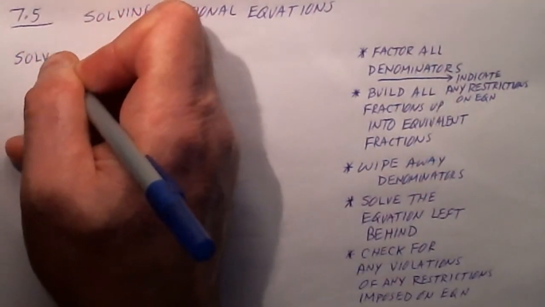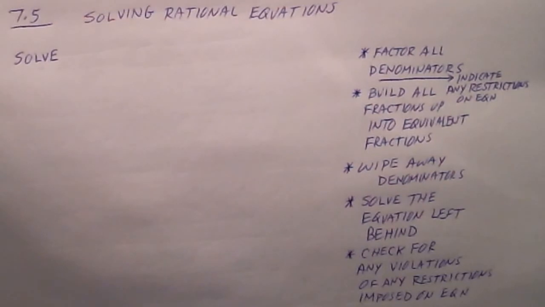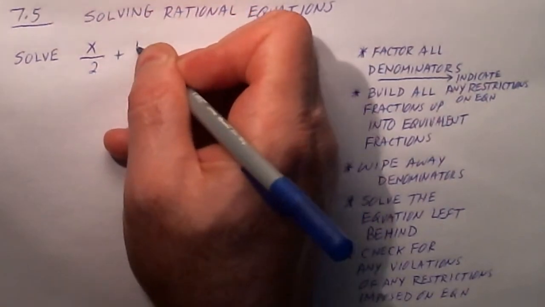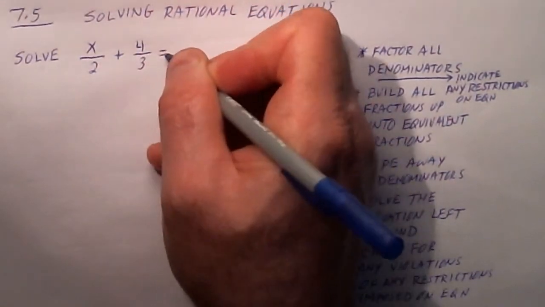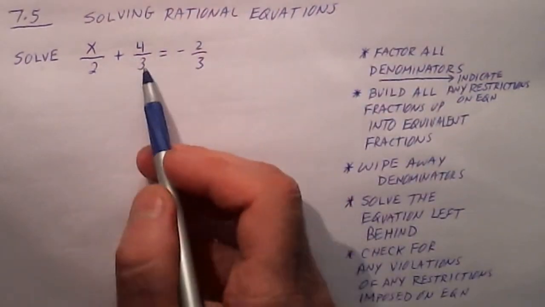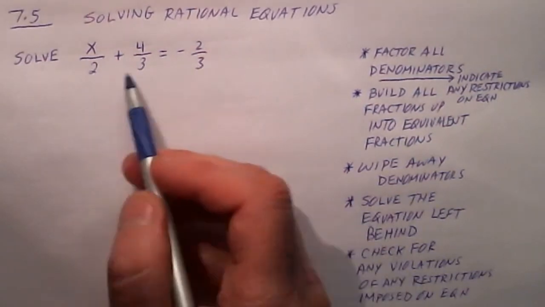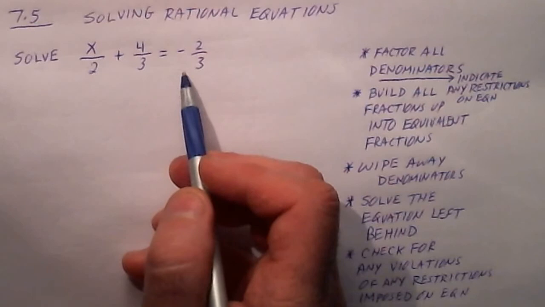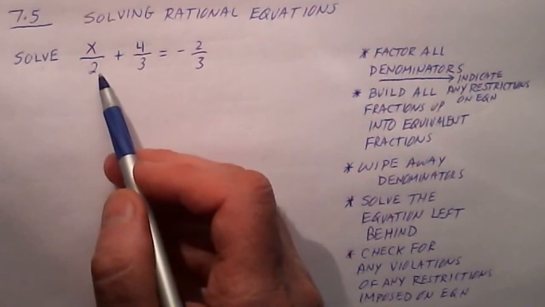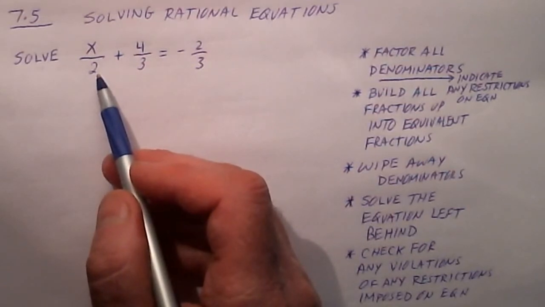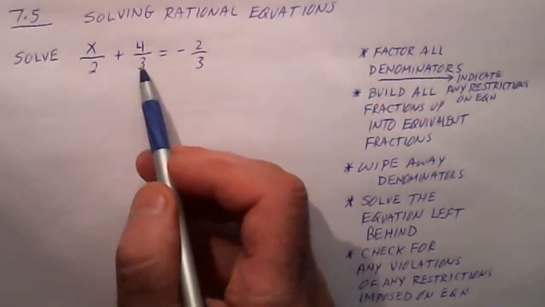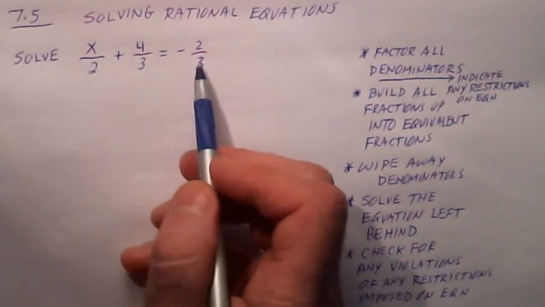So the instructions go from adding or subtracting rational expressions to solving rational equations. So we have x over 2 plus 4 over 3, and that's equal to negative 2/3. Notice all of our denominators are just numbers. There's no variables in any denominator, and all these denominators are factored. And so for that being the case, there are no restrictions placed on this equation in the sense that you could never assign any numeric value for x such that any denominator would become 0. And so we're never going to have to worry about this equation being undefined by dividing by 0.